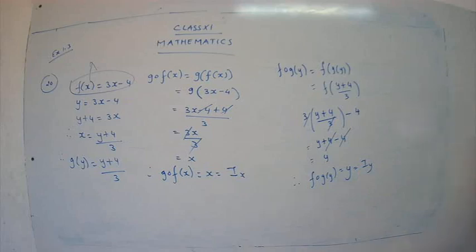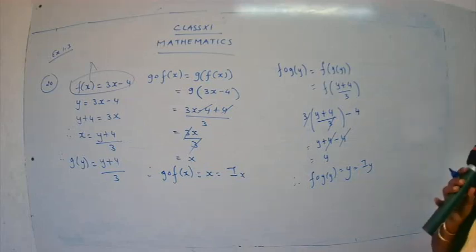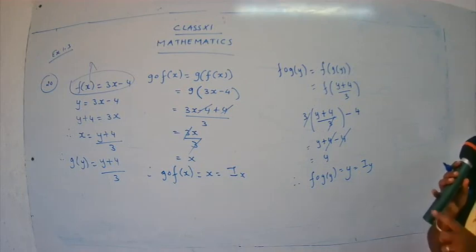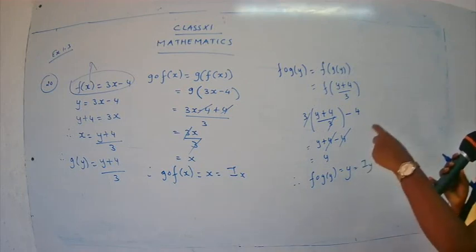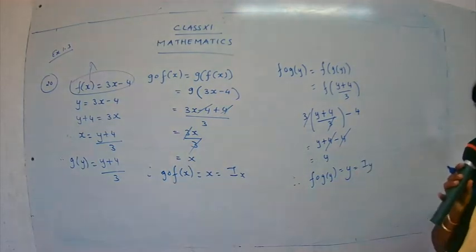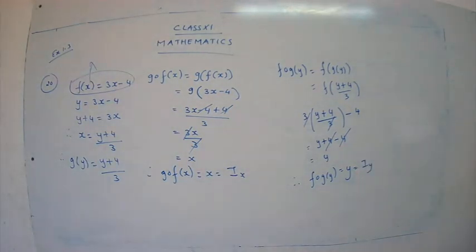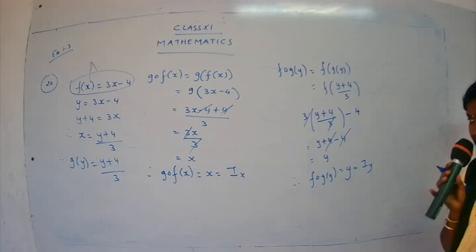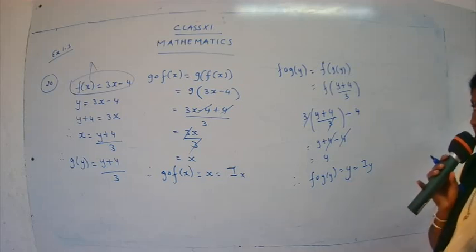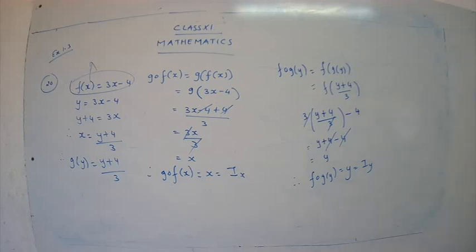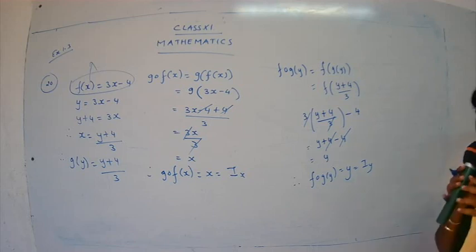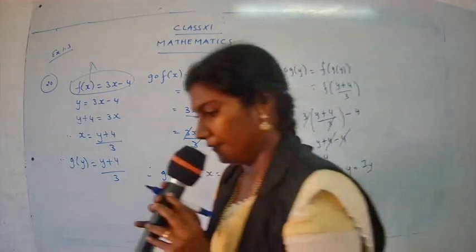So we have got the answer for G O F X and F O G Y. I hope you have tried the sum in the same manner as I have done on the board. If you have any doubts or if you have made any mistakes, just correct your answers, children. I want the answers to be done by this method only.